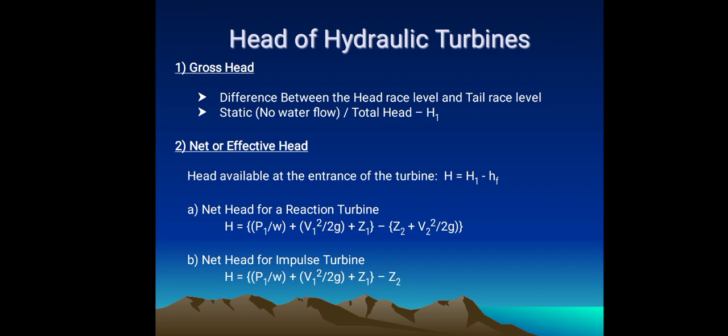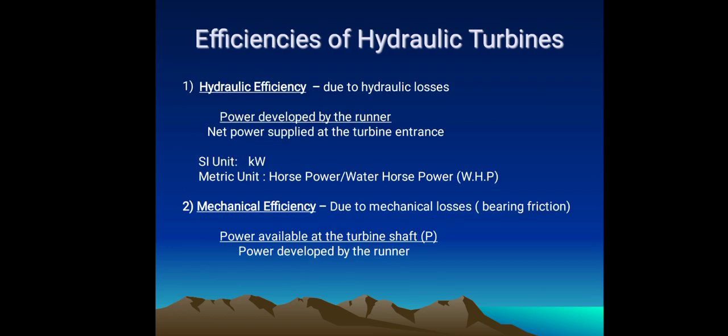Net head of an impulse turbine, H = P1/w + V1²/2g + Z1 - Z2. These equations come from the energy equation. Efficiency of the hydraulic turbines. Hydraulic efficiency: due to the hydraulic losses, it is the power developed by the runner over the net power supplied at the turbine entrance. SI unit is kilowatt. Metric unit is horsepower, or water horsepower. Mechanical efficiency.